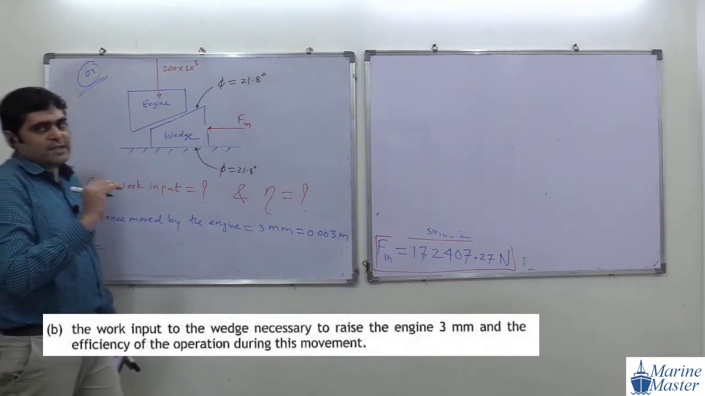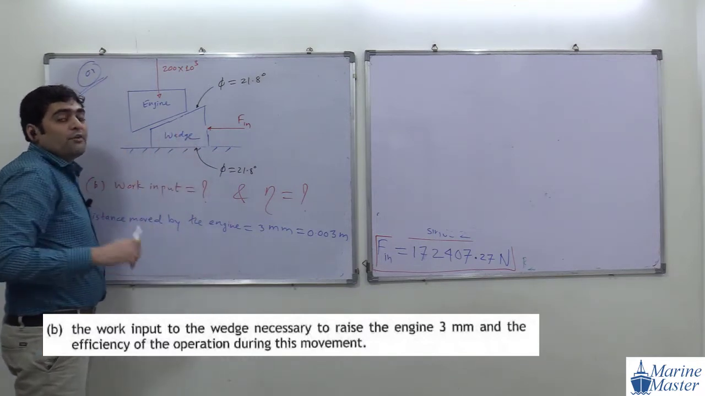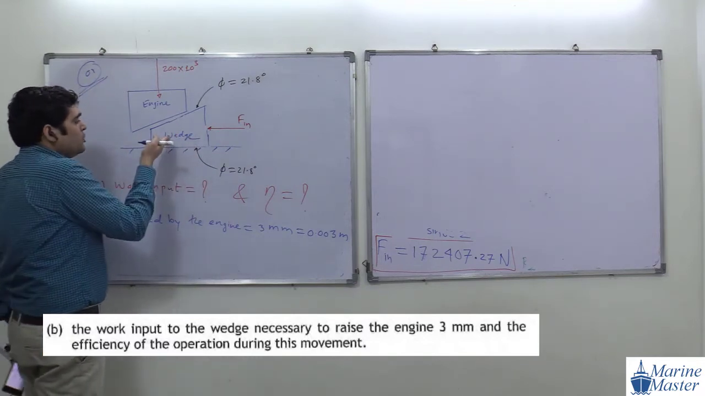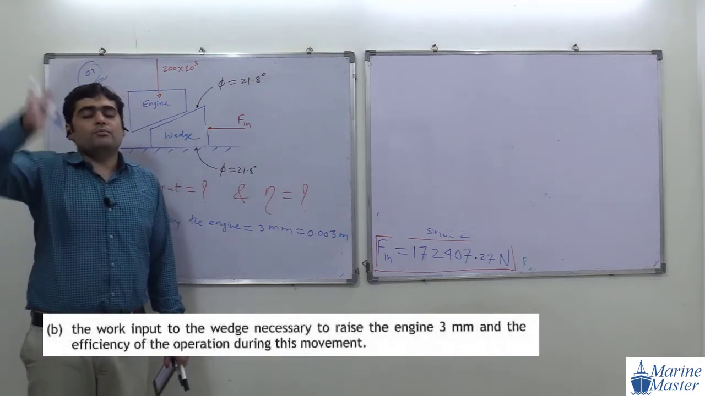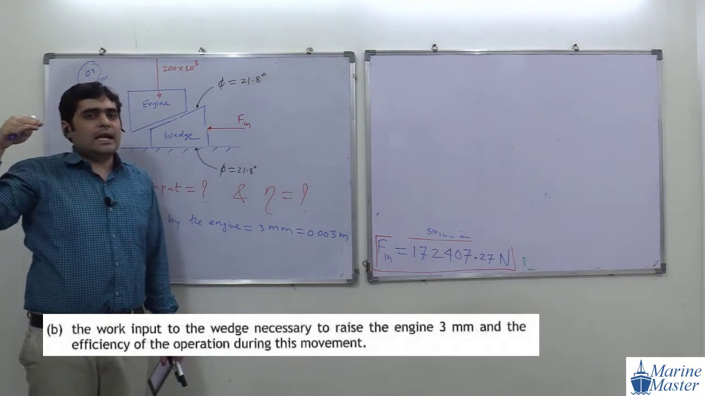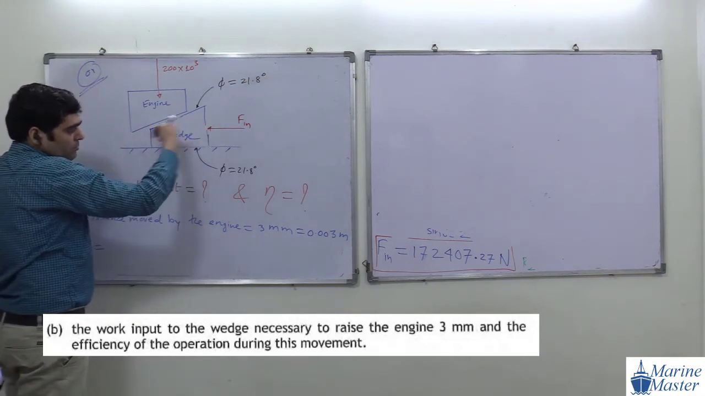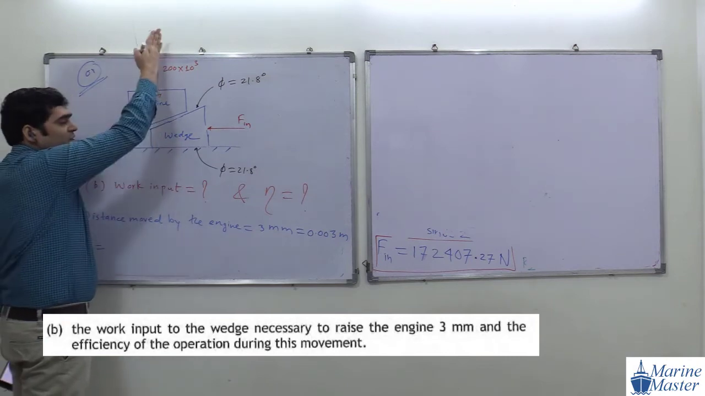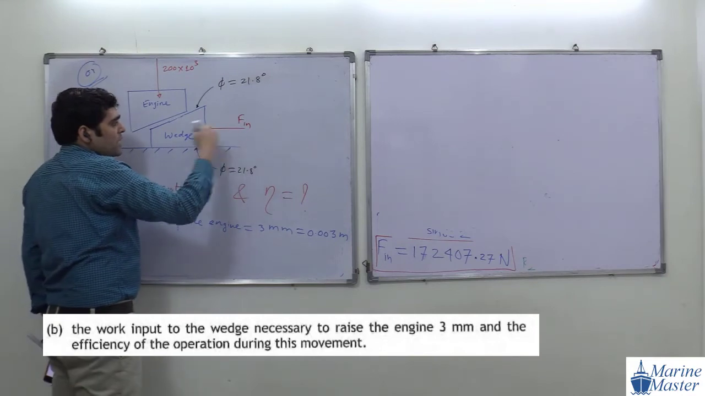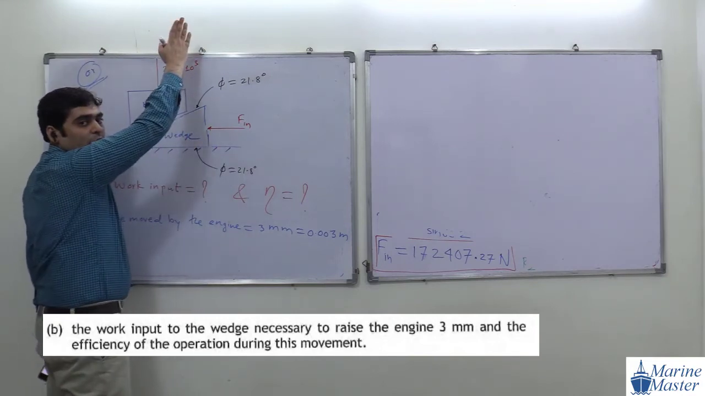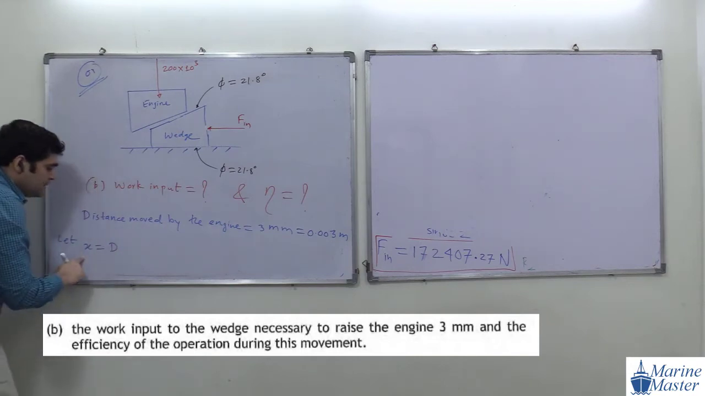See where we are giving the input: we are giving the input to the wedge. And where are we getting the output? Output means movement of the engine, and input means movement of the wedge. So the wedge is our input, the engine is our output. See the scenario. Wedge is our input, engine is our output. So let x be equal to what? What is the meaning of x?